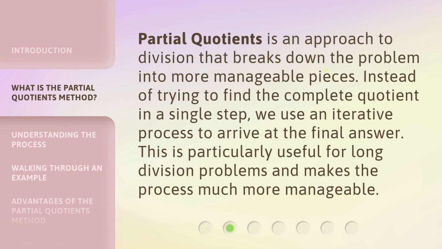Partial quotients is an approach to division that breaks down the problem into more manageable pieces. Instead of trying to find the complete quotient in a single step, we use an iterative process to arrive at the final answer. This is particularly useful for long division problems and makes the process much more manageable.